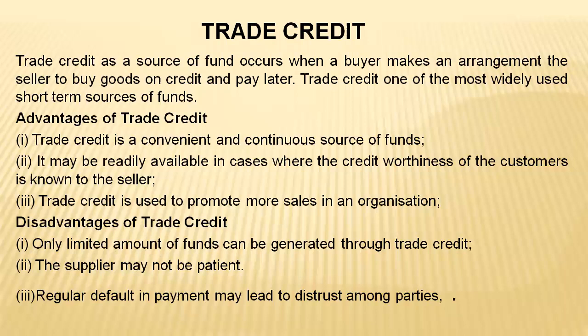So there's a limit to the amount of credit facility that can be extended to the buyer. Another disadvantage of trade credit is that the supplier may not be patient enough to wait for you to sell those goods before he starts demanding his money. So sometimes lack of patience from the supplier may bring unnecessary pressure on you to repay the amount that is owed. Then lastly, regular default in payments may lead to distrust among the parties.